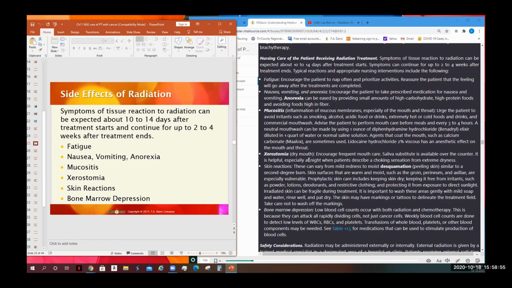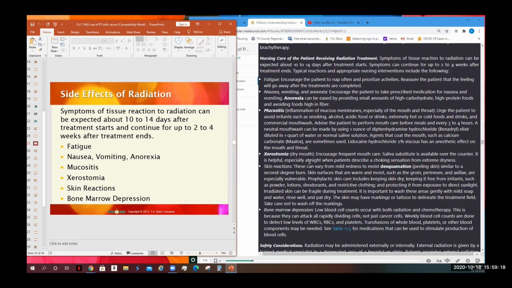Irradiated skin can be fragile during treatment. It is important to wash these areas gently with mild soap and water. Rinse well and pat dry. The skin may have markings or tattoos to delineate the treatment field. Take care not to wash off the markings. Of course, the tattoos you don't have to worry about.